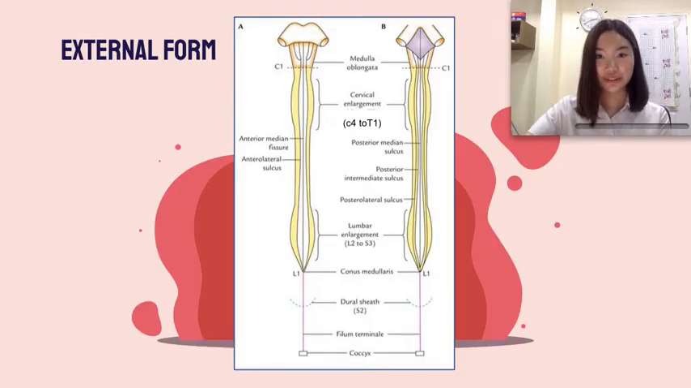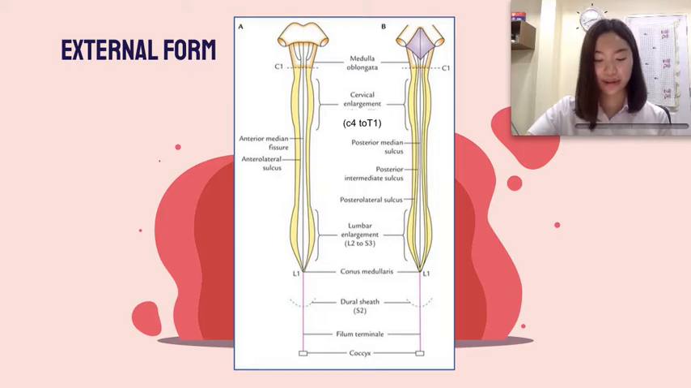For the external form, the spinal cord is a cylindrical structure as I mentioned before, but there are two areas that are slightly enlarged. They are called the cervical enlargement and lumbar enlargement. The cervical enlargement on top corresponds to segments C4 to T1, and the lumbar enlargement at the bottom corresponds to L1 or L2 to S3. This is where the nerve plexus that innervates the upper and lower limb emerges. That's why it's thicker than the rest of the spinal cord.